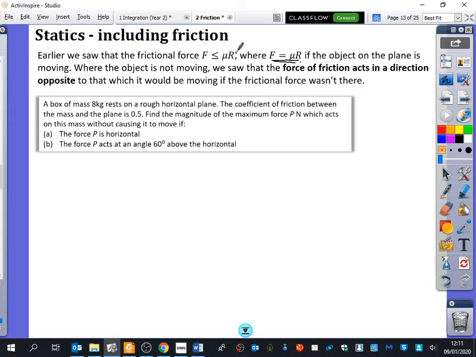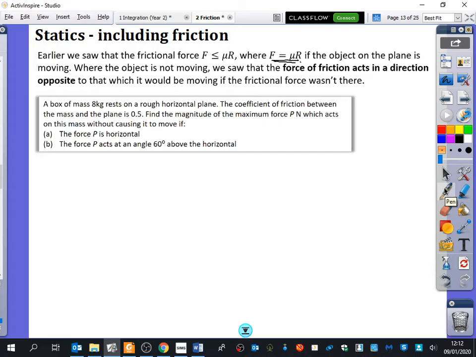Where the object is not moving, we saw that the force of friction acts in a direction opposite to that which it would be moving if the frictional force wasn't there. That sounds a bit confusing, but it's just saying if something was on the point of slipping down the plane, the frictional force would be going up the plane. It's not actually moving down the plane, but if it was going to move down, the friction would be up. If it was about to go up, then the friction would be down. So we've got to be careful thinking about which direction friction goes in. Hopefully you're keeping up with writing the notes.